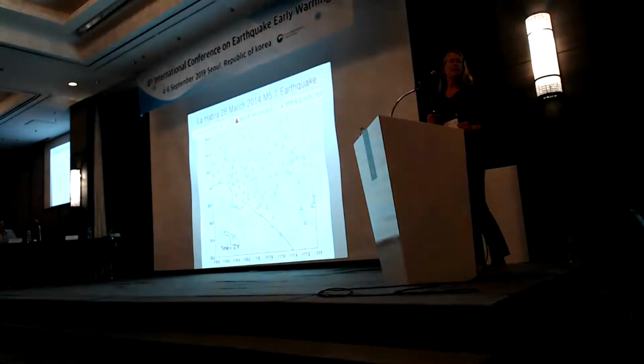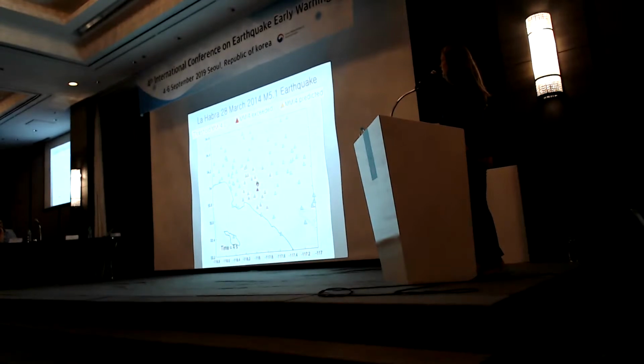So this is a movie showing the performance for the La Habra event. The red stations turn red when they exceed MMI 4, and it predicts out to 30 kilometers in yellow, and then you can see as more stations turn red, they actually experience MMI 4. So this is Southern California, so the whole thing actually works, which we were really excited about.